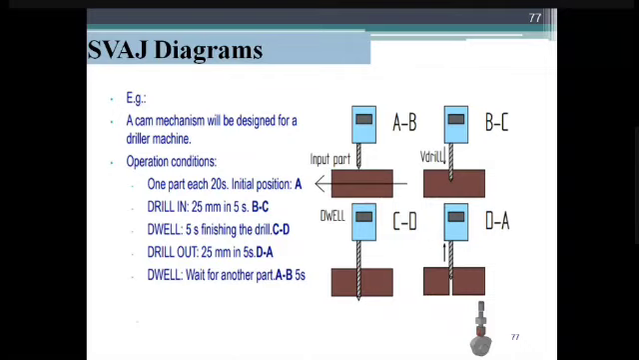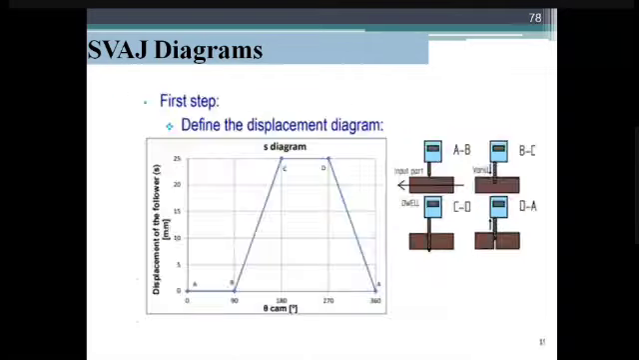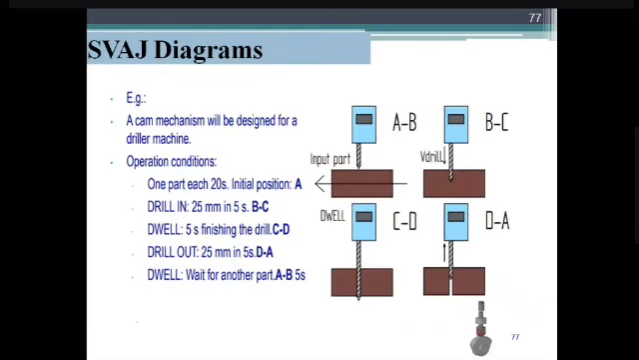For the example, a cam mechanism will be designed for a driller machine. Here we have four segments. We consider theta from 0 to 90 degrees, 90 to 180 degrees, 180 to 270 degrees, and 270 to 360 degrees. The operations are AB, BC, CD, DA. The operating condition is one part every 20 seconds. At the initial position A, it will take 20 seconds.